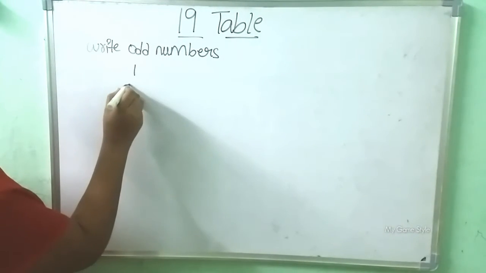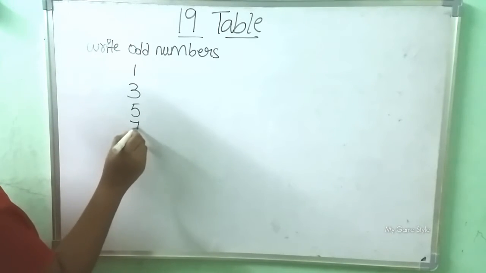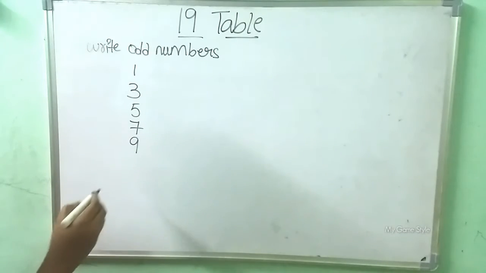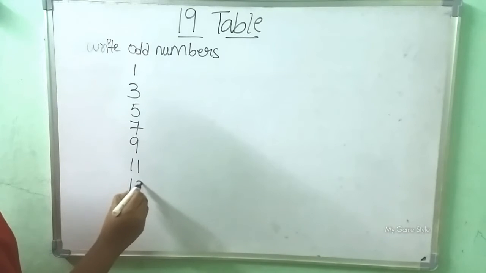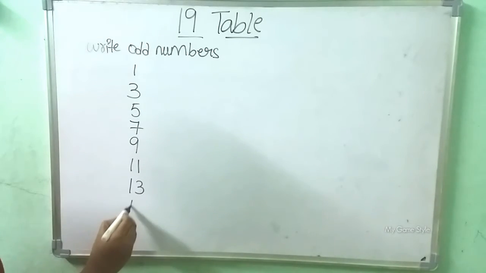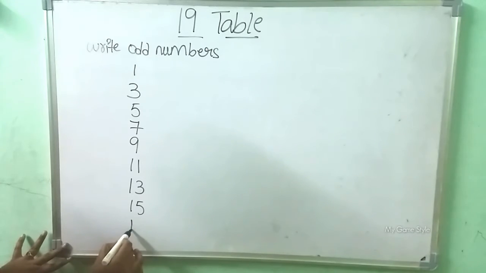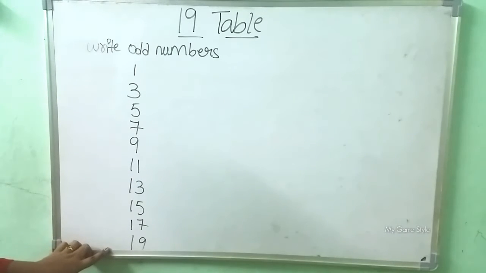1, 3, 5, 7, 9, 11, 13, 15, 17, 19. So these are the odd numbers.